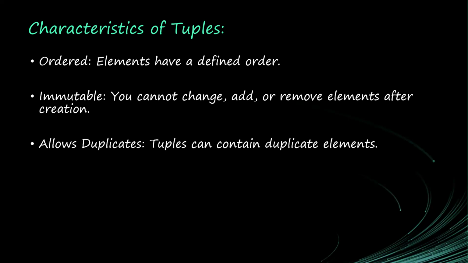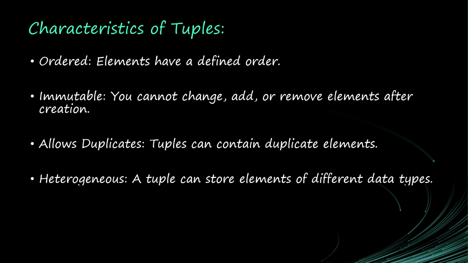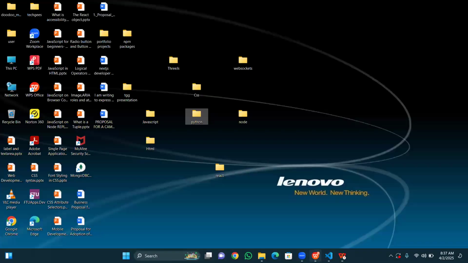Tuples can contain duplicate elements. They are heterogeneous. A tuple can store elements of different data types. So when we say you cannot change, add, or remove elements after creation, let's go and see what we mean.